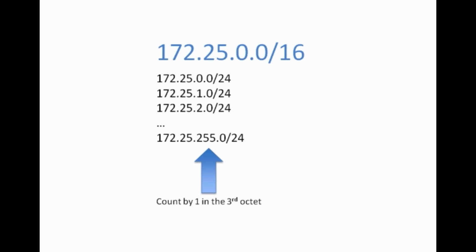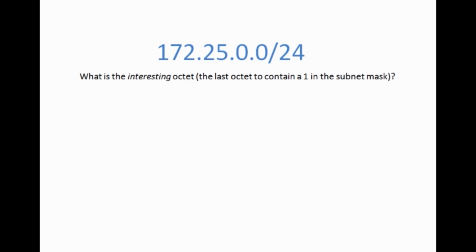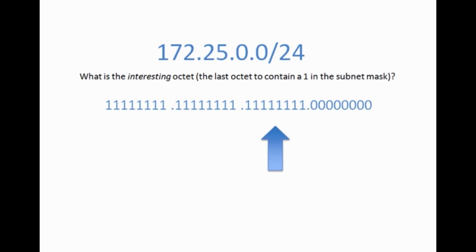The first thing we need to do is to determine that interesting octet. Here's the definition. The interesting octet is the last octet to have a 1 in the subnet mask. In our example, we had a subnet mask of 24. That translates into 255.255.255.0. If we were to write that in binary, we would have 8 ones and a dot, 8 ones and a dot, 8 ones and a dot, and then 8 zeros. The last octet to contain a 1 is the third octet. Here's what that 24-bit subnet mask looks like in binary. The last octet to contain a 1 is the third octet, and we're going to call that the interesting octet.